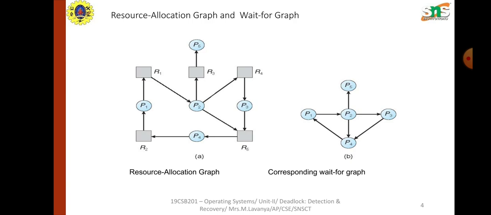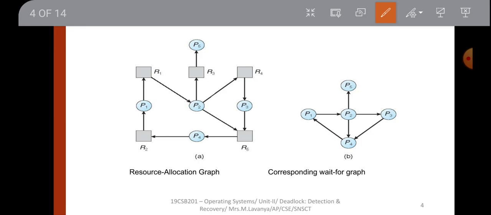Okay, in this, as I have said, now we are seeing the single instance of resources and deadlock detection. For a single instance, we will be using the wait for graph for detecting the deadlock. The wait for graph is constructed from the resource allocation graph. Okay, now let us see.